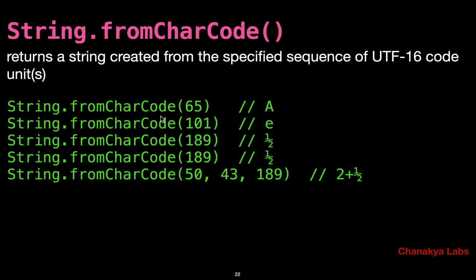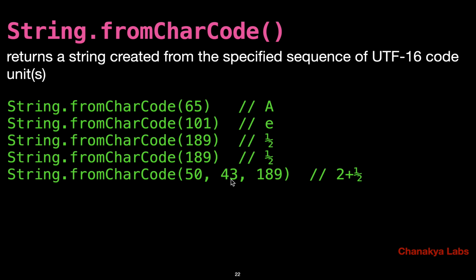Now from char code, we saw that it is giving us that thing. So you can write 65, it will give you A, 101, it will give you E. 189, we saw that earlier, its char code came out to be 189. So you do it in reverse, 189, and you will get 1 by 2. I don't know why it is written 2 times. Okay. So fromCharCode, and again, if you pass 2, 3, whatever things, then there.